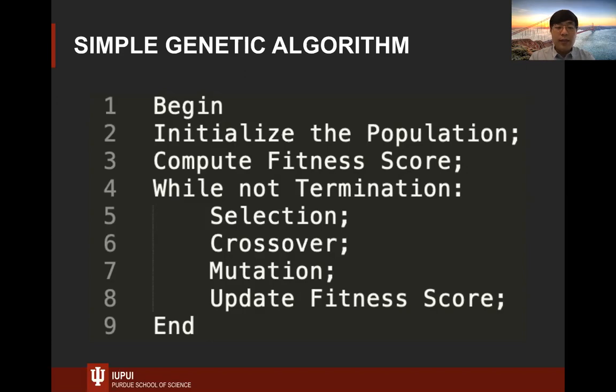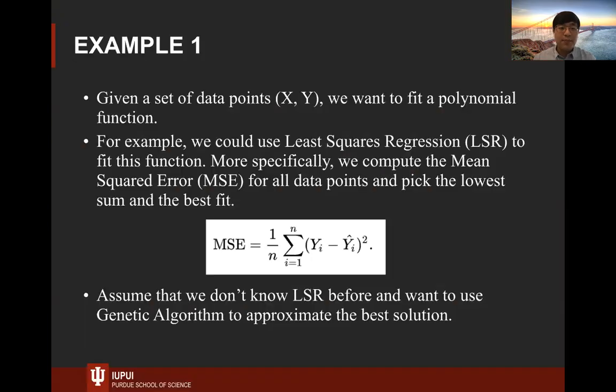And inside this while loop, there are lines 5 to 8. We will repeat this process until the stop criterion is reached. It is a simple version of the genetic algorithm. In the next section, I found two simple examples from the internet to help people better understand this algorithm.